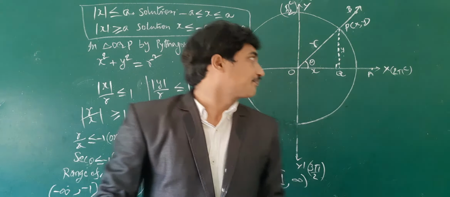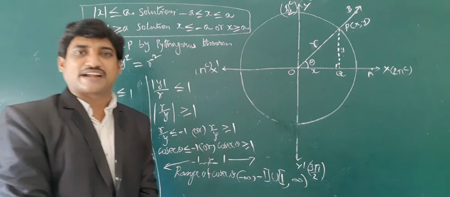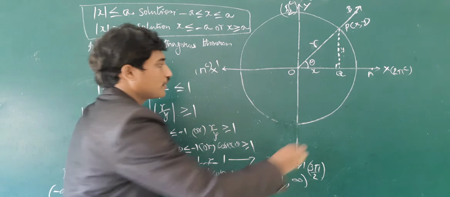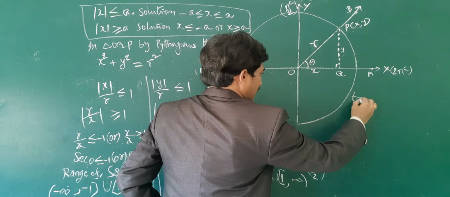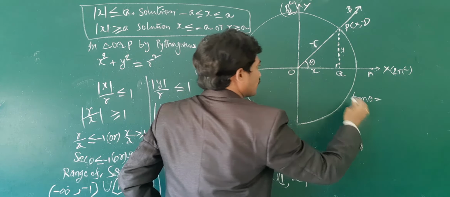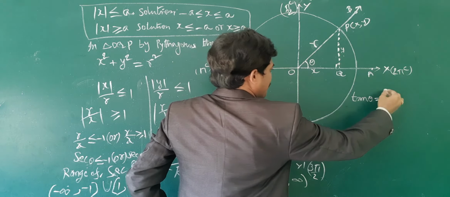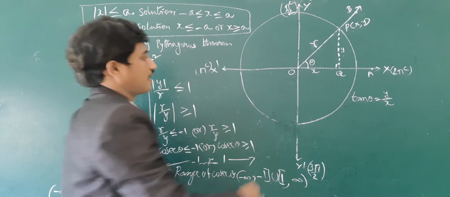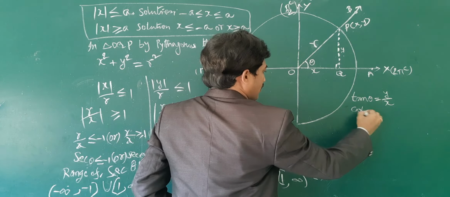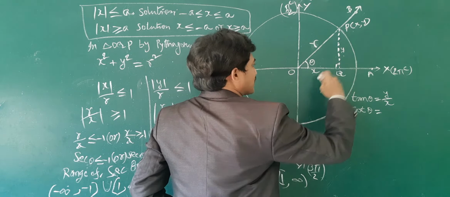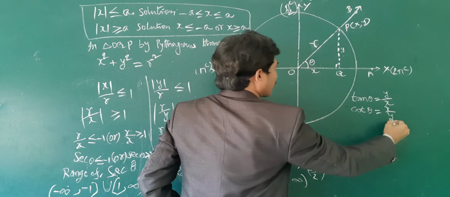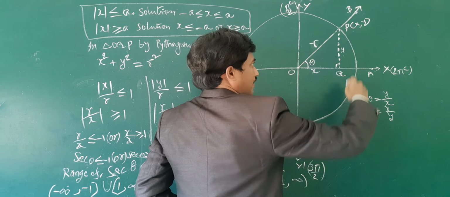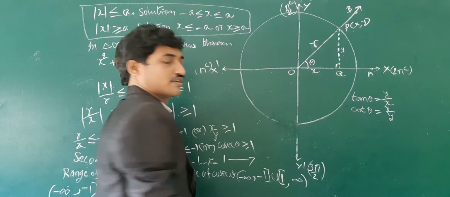Now let us see the range of tan theta and cot theta. According to the definition, tan theta is equal to y by x and cot theta is x by y. The ratio of the y coordinate and x coordinate is tan theta. The ratio of the x coordinate and y coordinate is cot theta.